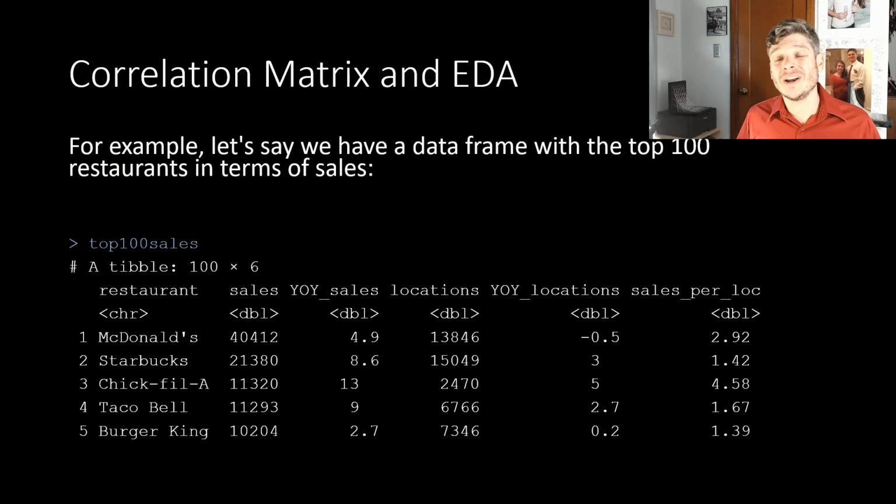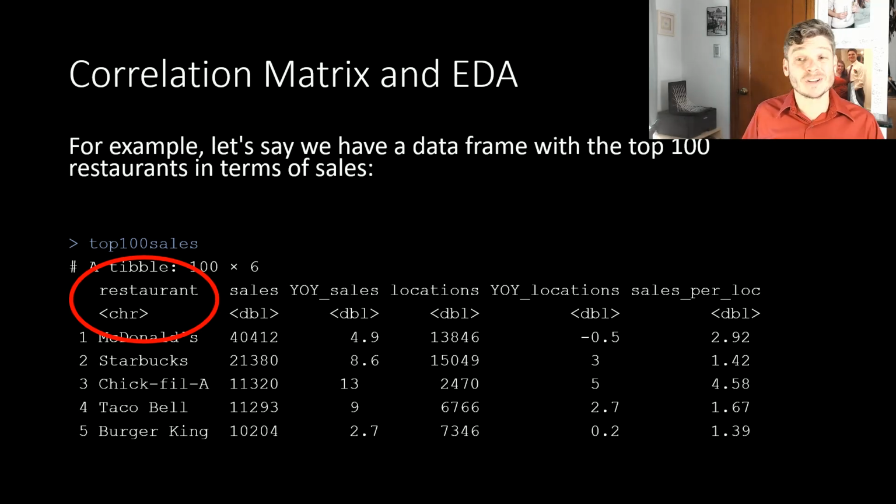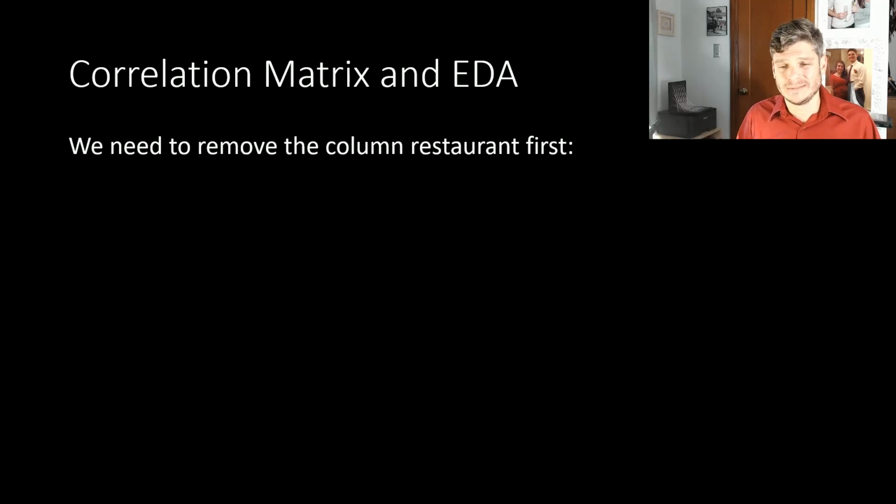So again, I want to see, given this set of data, whether there are any patterns between my numerical values. But we have an issue. The name of the restaurant is stored as characters. That's not a numerical value, which means I'm going to have to get rid of that column if I want to find my correlation coefficient matrix. So that's exactly what we're going to do. We have to remove that column first.